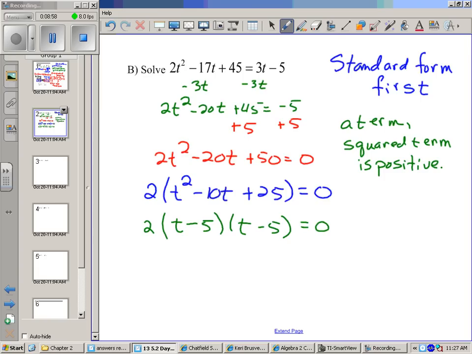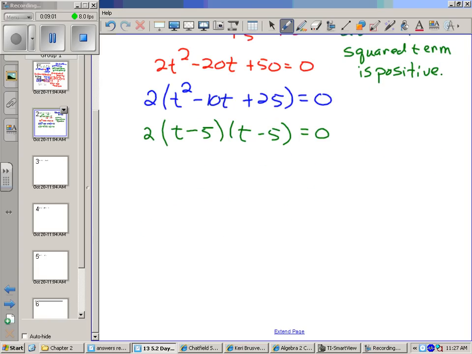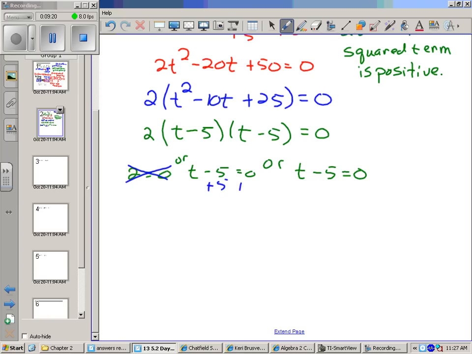Notice I can at this point set each factor equal to 0. 2 is equal to 0, or t minus 5 is equal to 0, or t minus 5 is equal to 0. I know 2 is not equal to 0, so I can just ignore that. t minus 5 equals 0. I add 5 to both sides, so t is equal to 5. Again, I add 5 to both sides, and t is equal to 5.